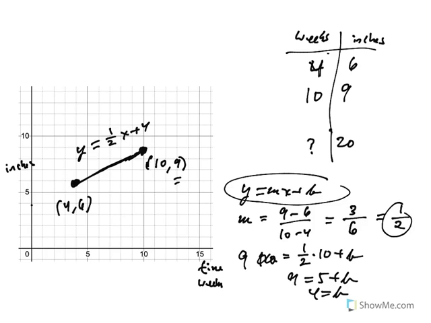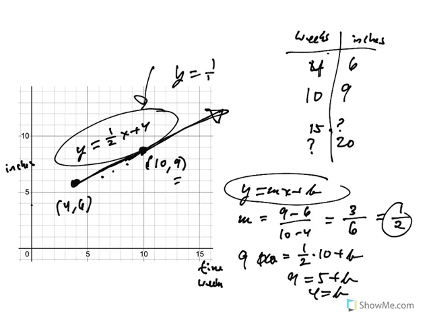And what's great about that equation is it can be used to answer questions between 4 and 10, or what's going to happen later. So now I can take this equation, and I'll answer 2 questions. What's going to happen after 15 weeks? If I plug 15 into this equation that I just figured out, I get y equals 1/2 times 15 plus 4, which is 7.5 plus 4, which is 11.5.